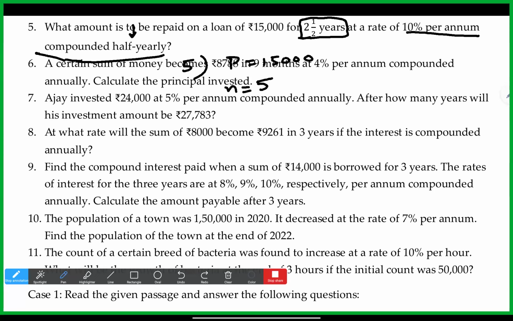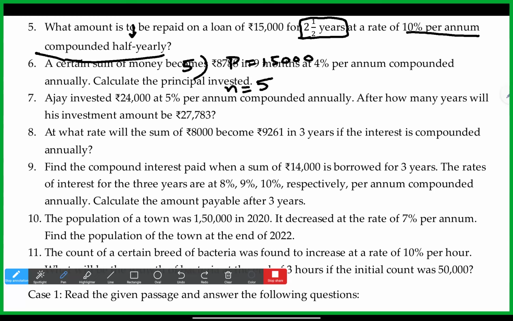Simply, how can you remember: whatever the time is given here, double it extra if it is a half yearly question. Suppose 2 years is the time, then you should write n as 4. If it is 3 years, you should write n as 6 for compounded half yearly cases, because 6 times they'll do compounding.